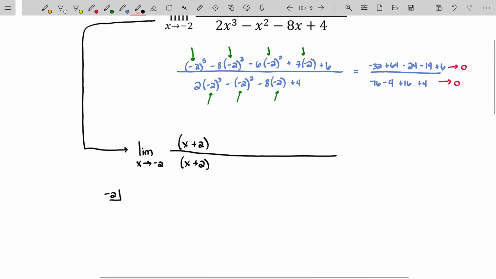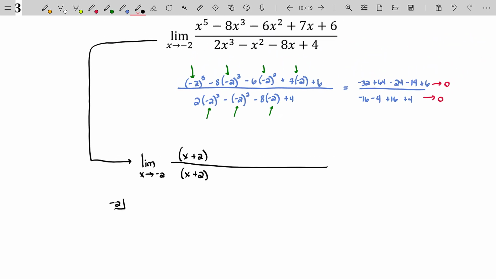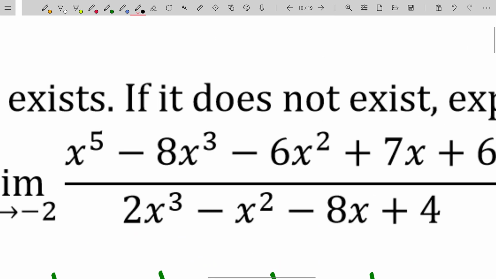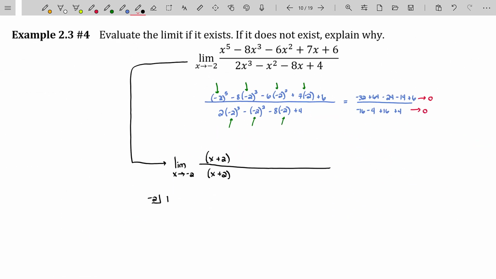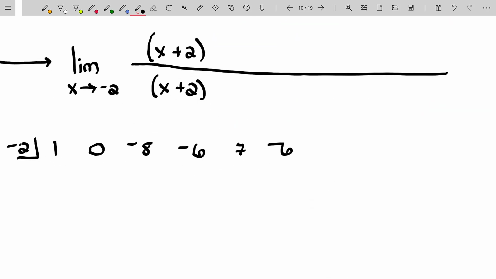and that will, after using synthetic division on both numerator and denominator, yield the coefficients of the remaining polynomial, which is called the quotient, after dividing by x plus 2. So let's see, the leading coefficient of x to the 5th is 1. The coefficient of x to the 4th in the numerator is 0. The coefficient of x to the 3rd in the numerator is negative 8, and then negative 6 for x squared, plus 7 for x, and then a positive 6. My pen kind of got a little bit messy there.